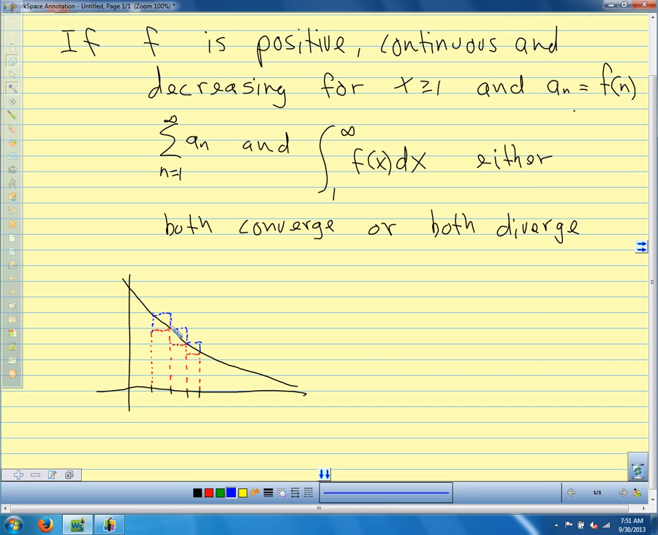So the series, because this is constantly decreasing, the series would be bounded and monotonic. So if the integral converges, then the series is going to converge. If the integral diverges, then the series diverges. So if the integral diverges, that means that our areas are unbounded. So it would not be bounded. So that's the outline of the proof of the integral test.